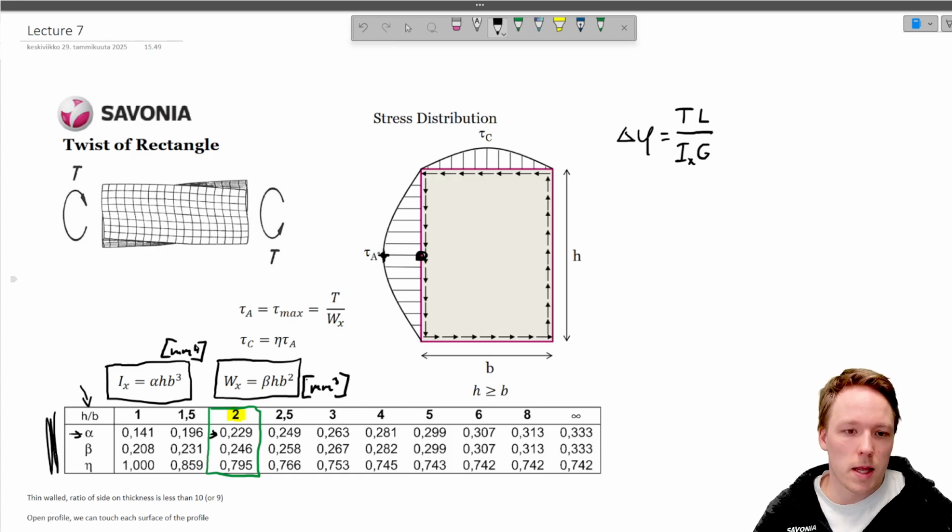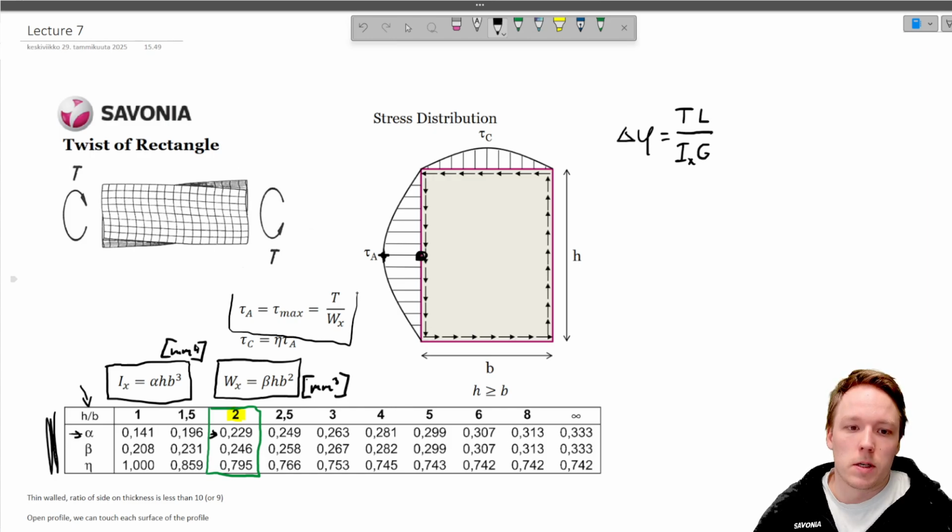To calculate the maximum value for shear stress, you use this equation, which is torque divided by the section modulus. The section modulus is calculated using this equation.